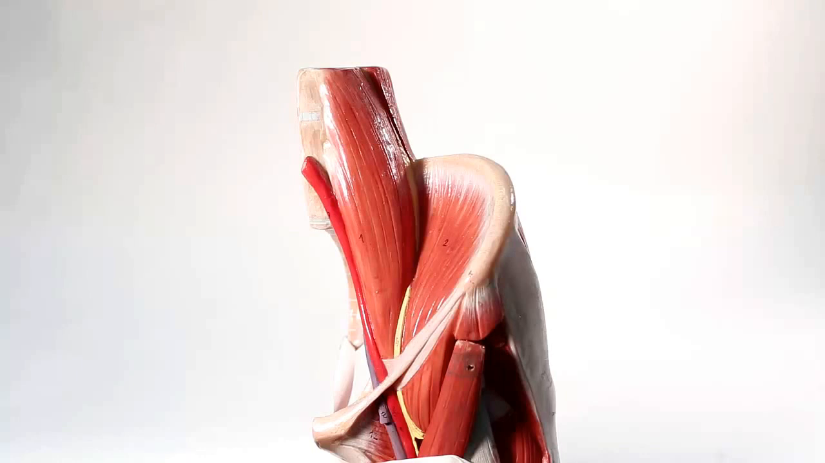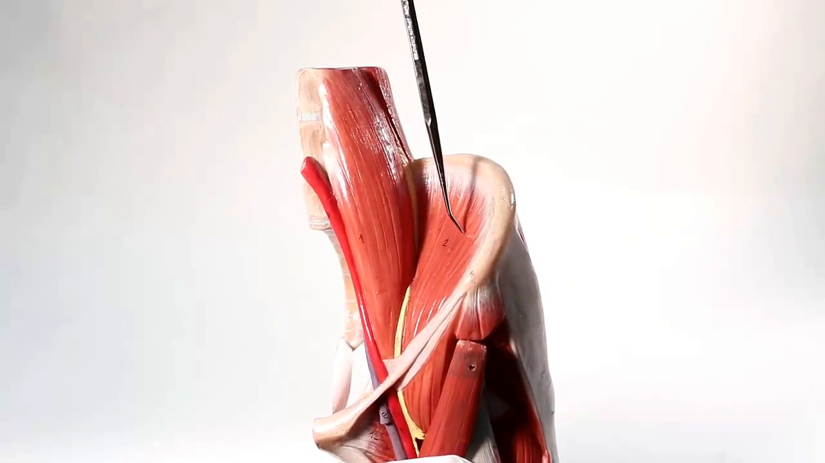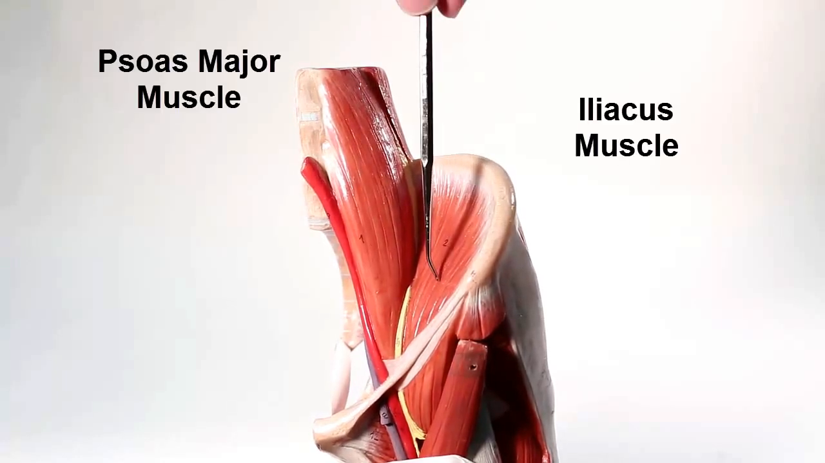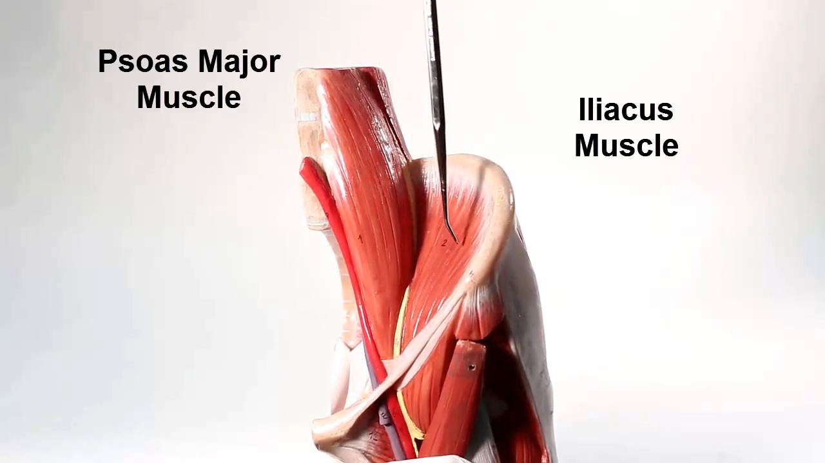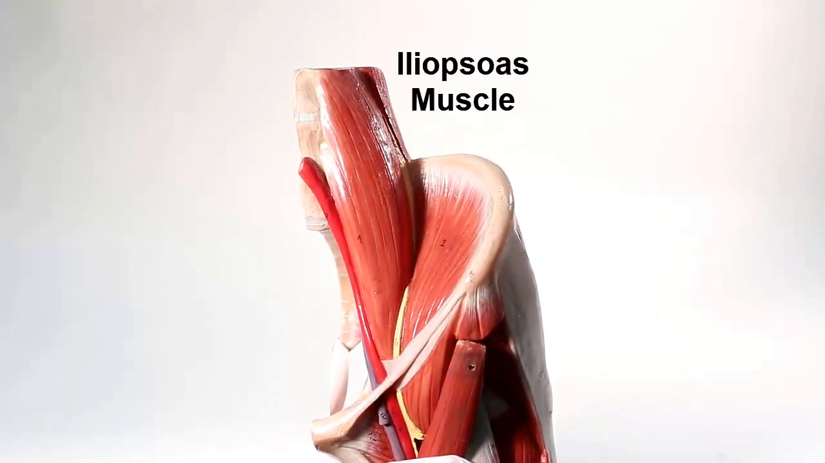Looking at the muscles that move the thigh, basically the muscles that move the femur. First off, we'll look at a muscle. It's actually a pairing of two muscles, the iliopsoas. So we have this muscle and this muscle: the psoas major and the iliacus muscle. Together, these two make the iliopsoas muscle.